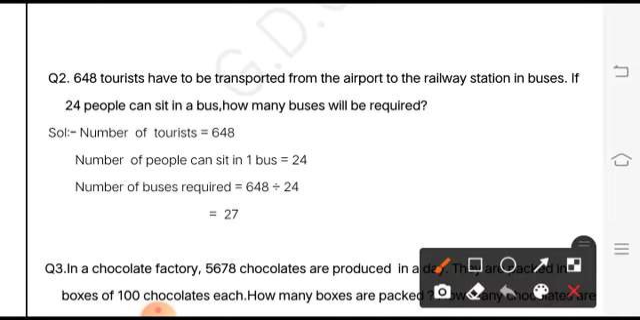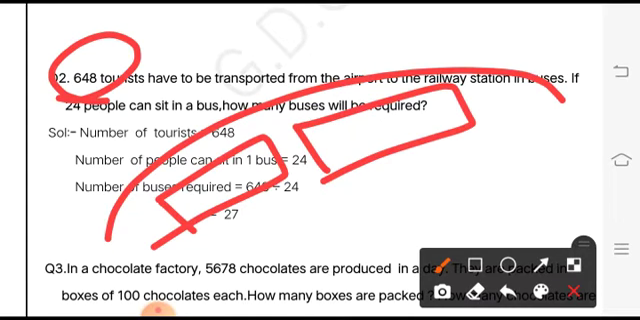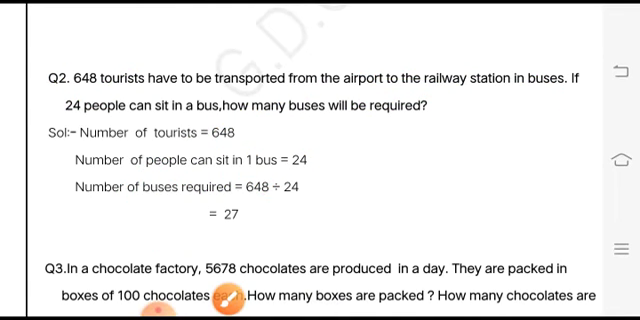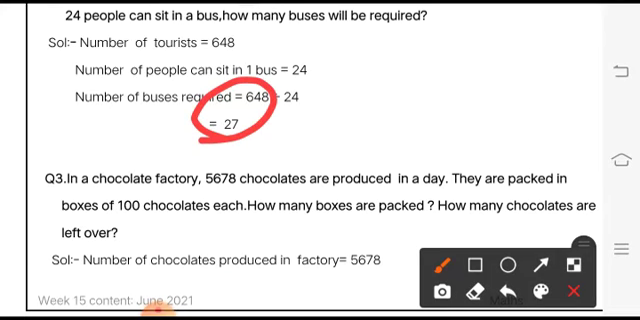If we have to transport these number of people from airport to railway station, and we have to transport them through buses, and in each bus we can accommodate 24 people, we need to calculate how many buses do we require. And of course it will be done after we divide 648 by 24. That division is done roughly, and quotient is obtained as 27. That means we require 27 buses to transport 648 tourists.